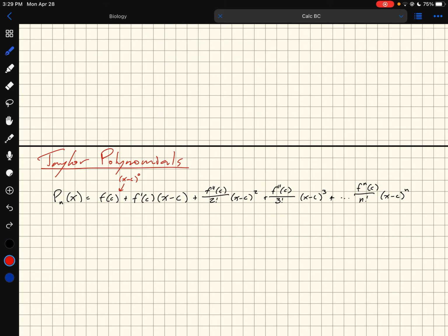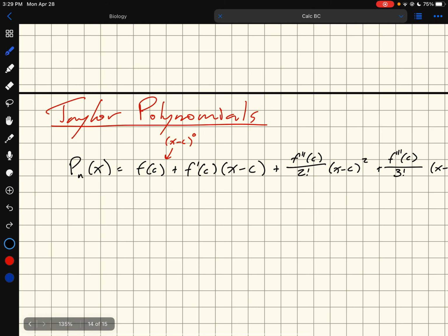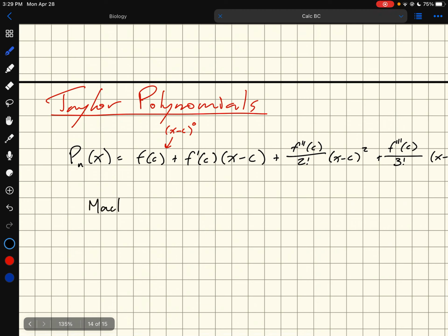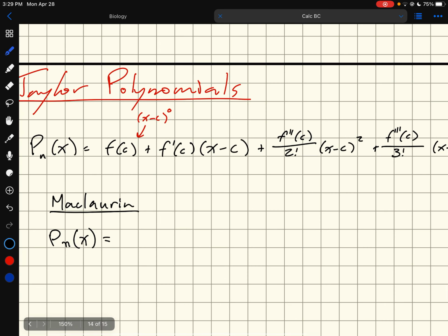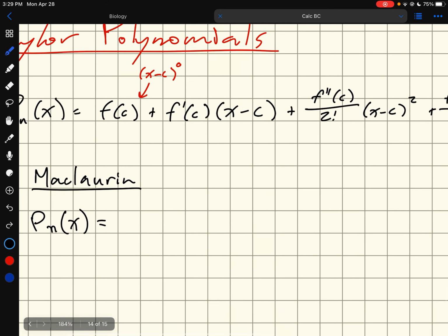And then there's a special type of Taylor polynomial called a Maclaurin polynomial. That's what it looks like. And you still notate it with this p sub n of x because it's a type of Taylor polynomial. A Maclaurin polynomial is just when this c that you plug into the function is a 0. So your first term, instead of f of c, is just going to be f of 0. And then your second term, instead of f prime of c, you're just going to have f prime of 0.